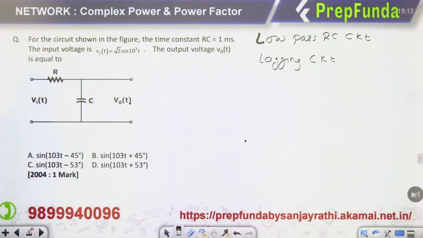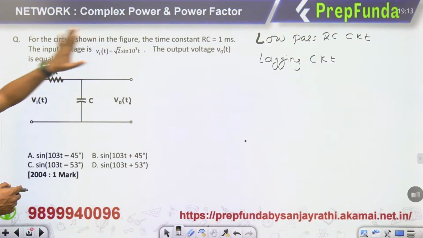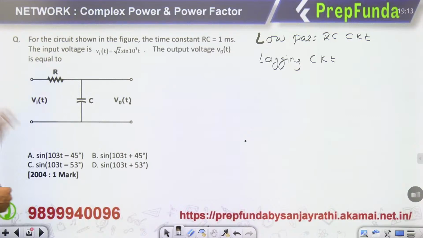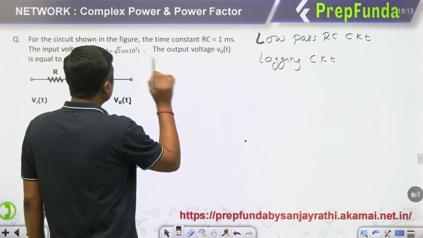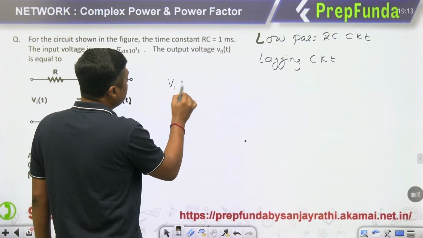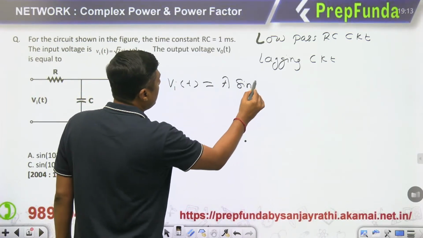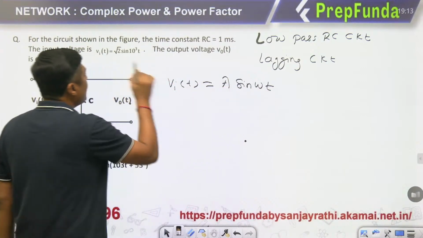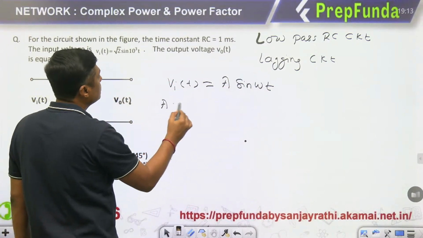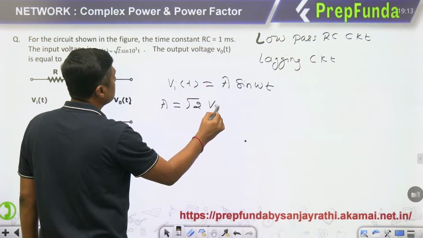For example, what is the signal given? Root 2 sine of 10 to the power 3t. So what is the omega here? New students, remember, this is the v(t), the amplitude times sine of omega t. So what is the amplitude of the signal? Root 2 volt.